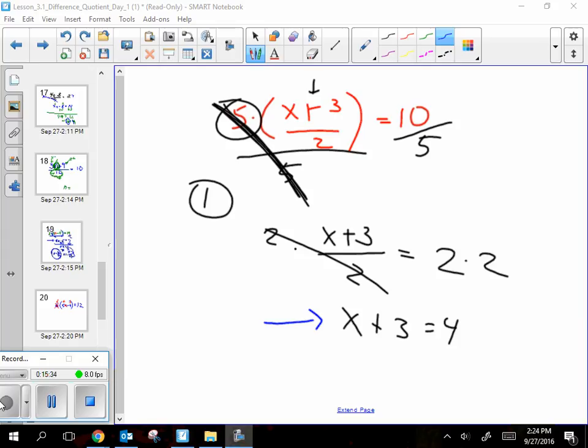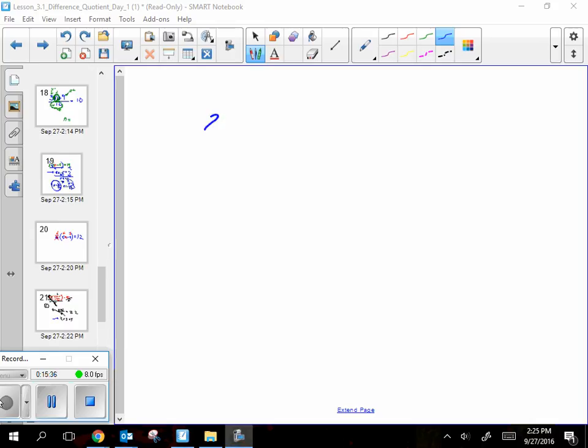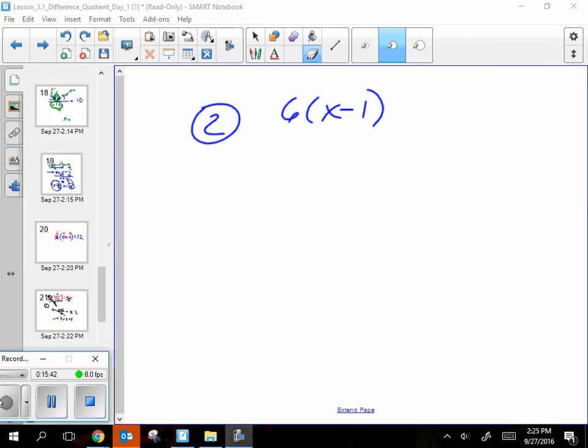All right. Down on the camera here. Number 2 says 6 times x minus 1, minus 8, equals 16. I have to admit, this one is kind of tricky to know what to do first. I'd say you have a 50-50 shot at it. Who wants to take a guess on what should be first?